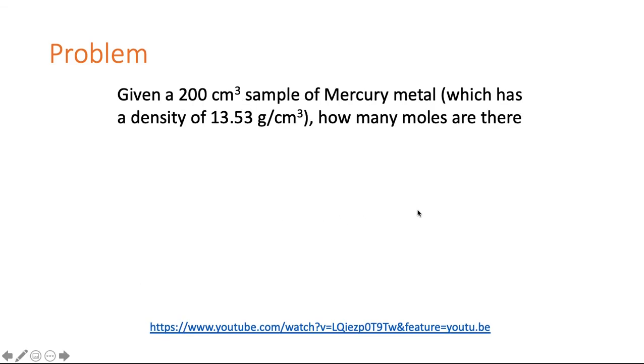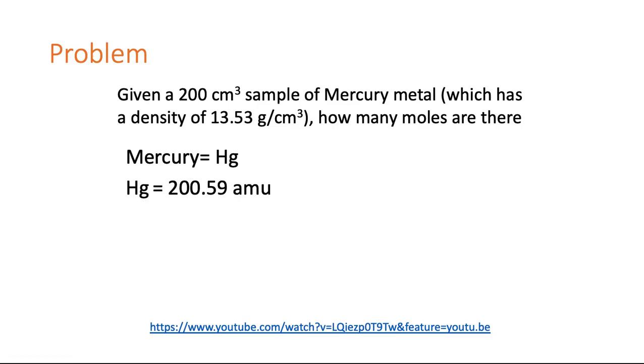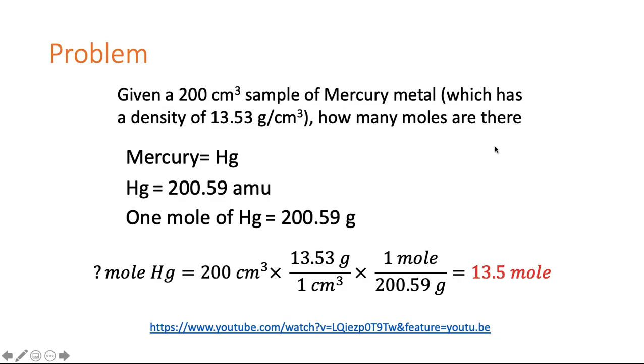And then the last problem is similar to the other two. However, we have one more step here because we have to calculate the mass from a volume and a density. And once again, I've shown you how to do that as well.